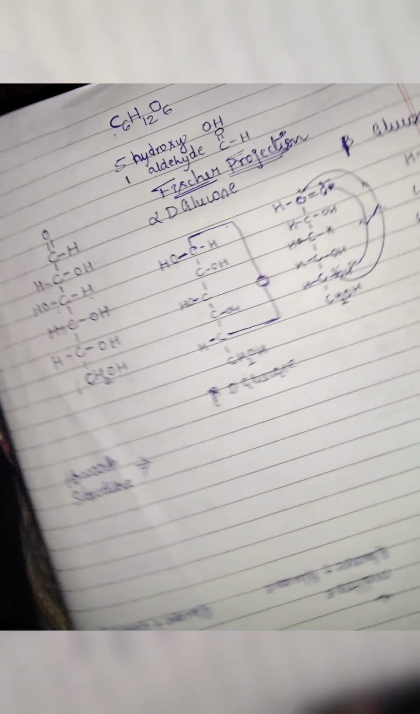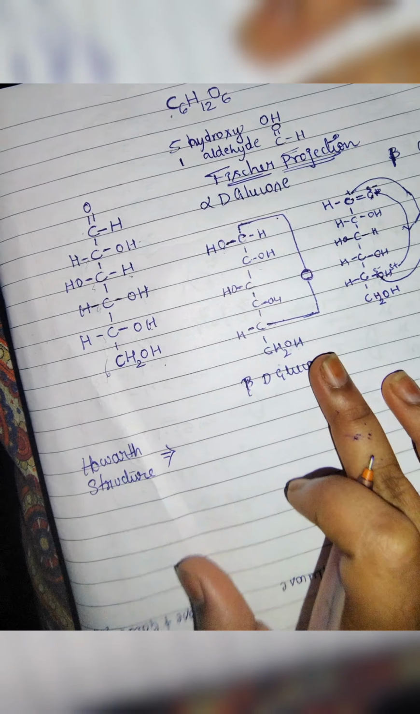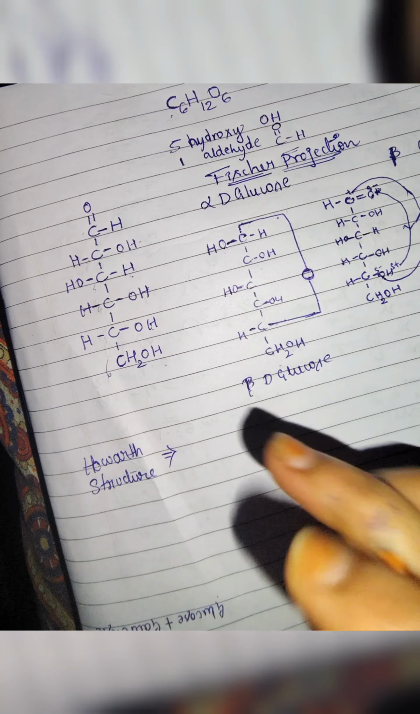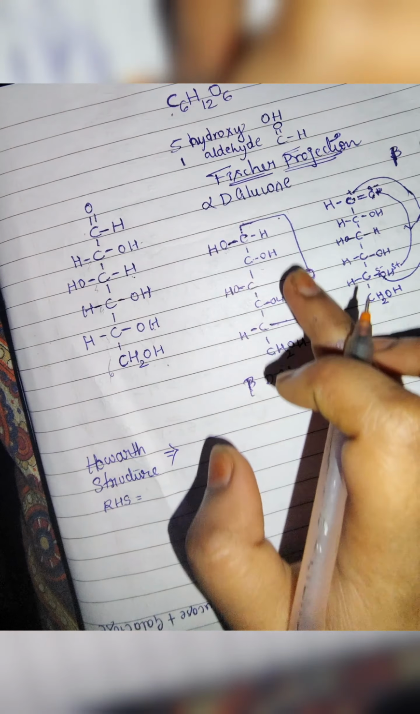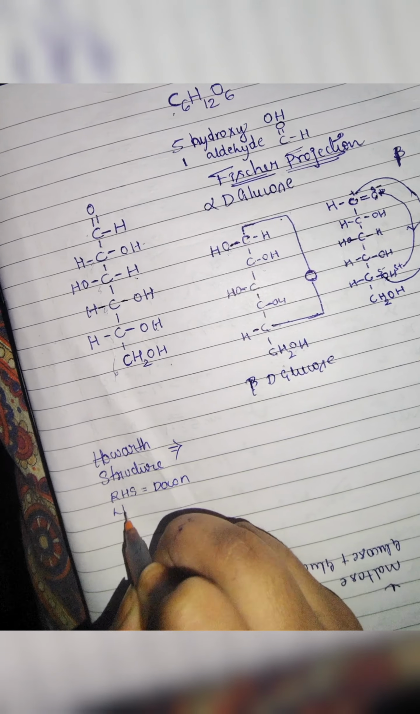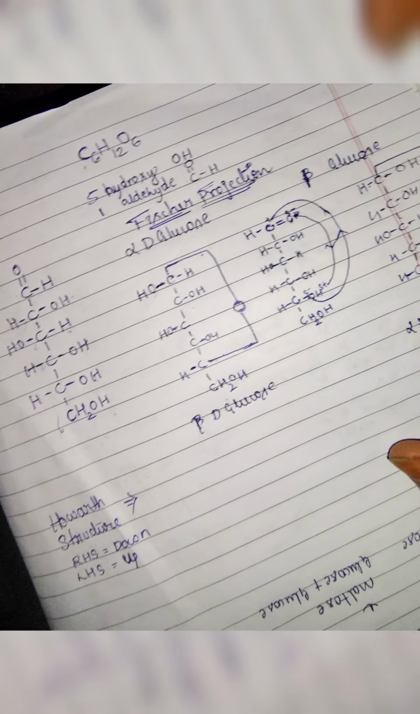The trick behind this is, whatever OH group you see on the right side, you have to write it downwards. So remember, the right side hydroxyl group you write downwards, and the left hand side OH group we have to write upwards. Why I am saying this, let me make you understand.